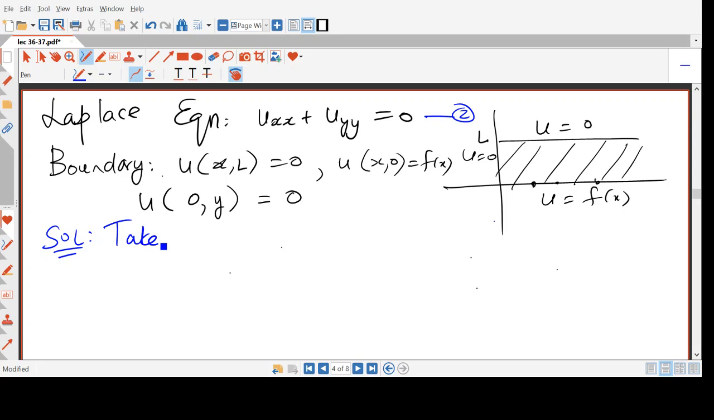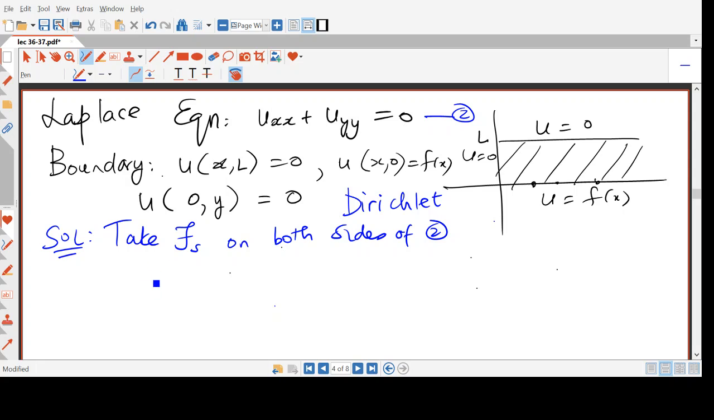Oh, by the way, the reason we are taking the Fourier sine transform in both examples is because we have the Dirichlet conditions in play. So we expect that the sine transform will be the useful one and not the cosine transform. So take the Fourier sine transform on both sides of 2.